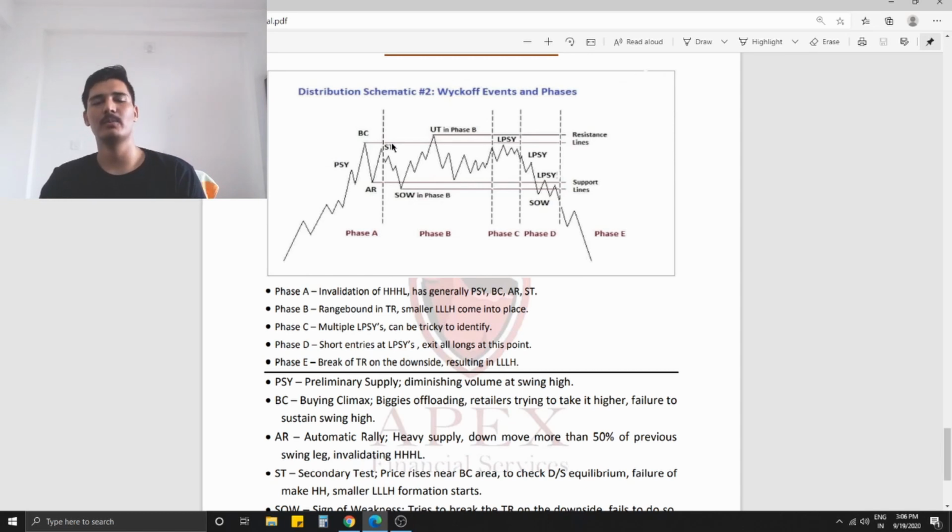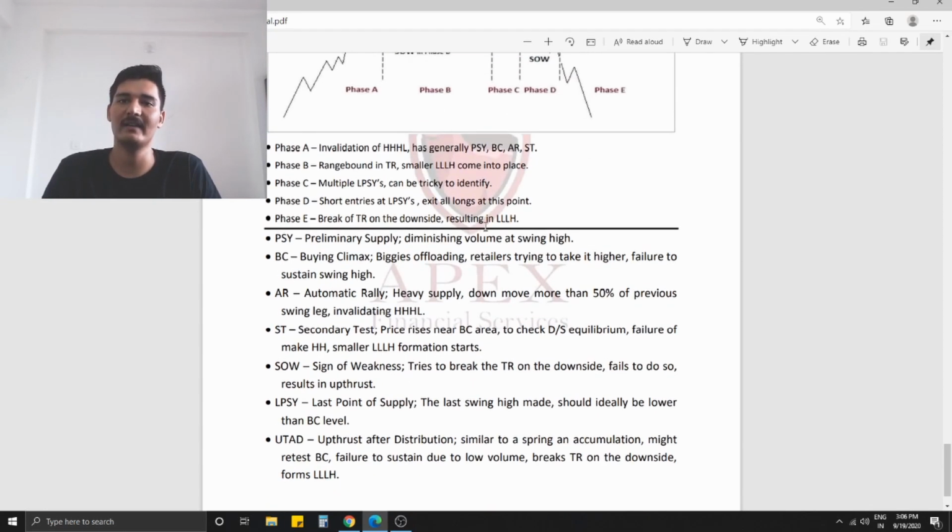But at that very point, it is going to be failing to sustain that, resulting in it re-entering that range and re-establishing the importance of the phase B, where the price has to stay between the automatic rally point and the buying climax point. Now that becomes the sign of weakness, because that became the origin of the higher high, higher low within the range, but that was quickly invalidated.